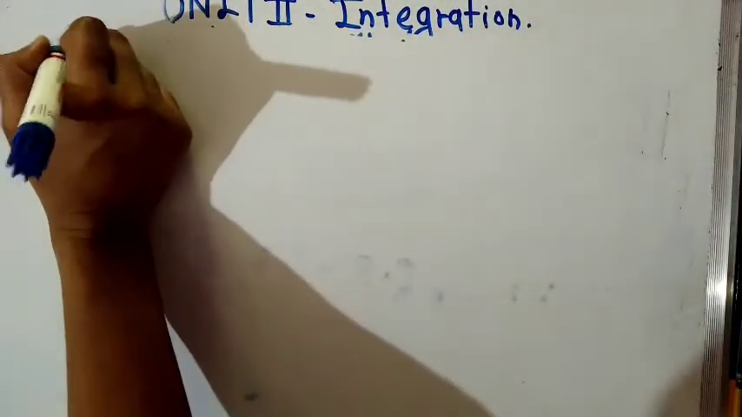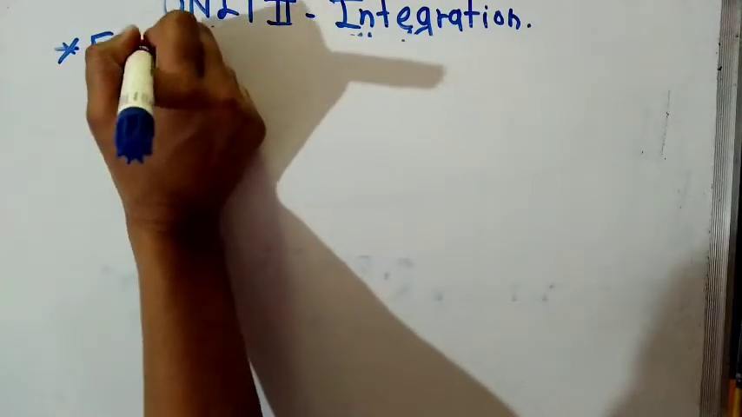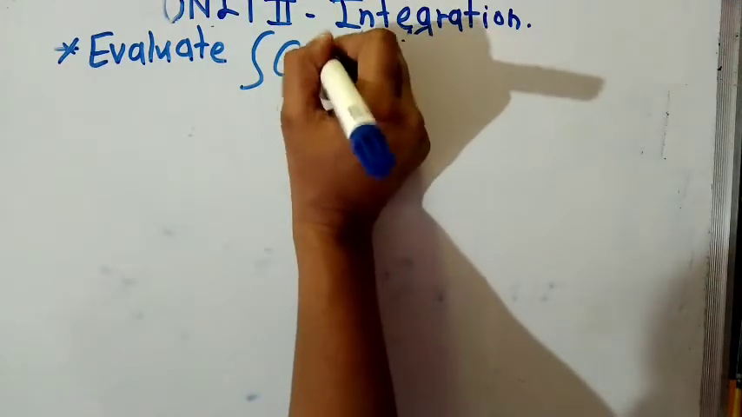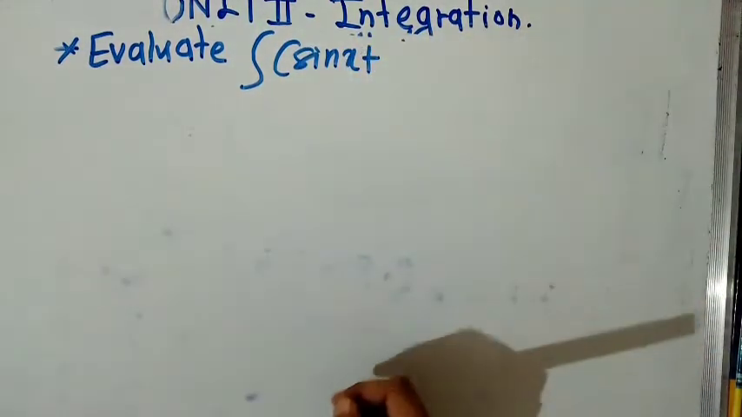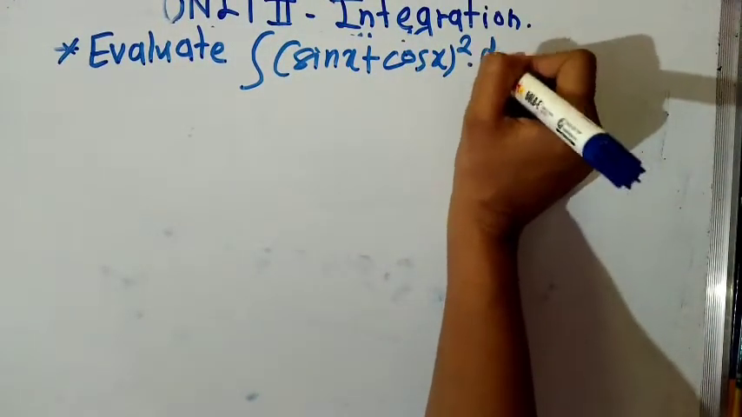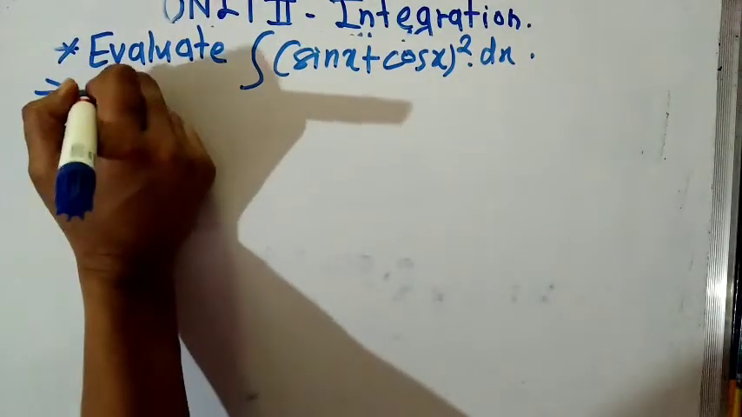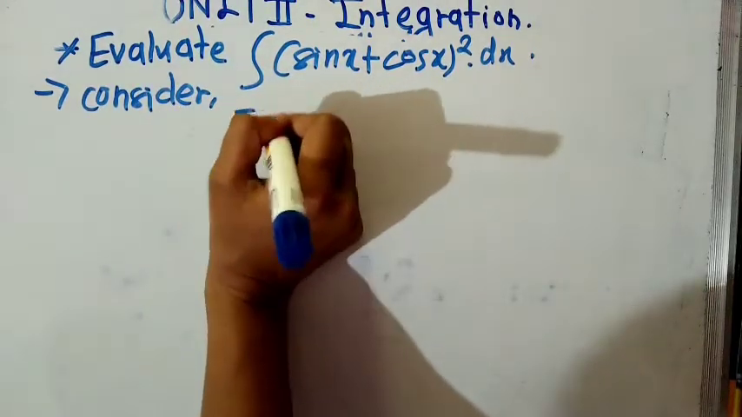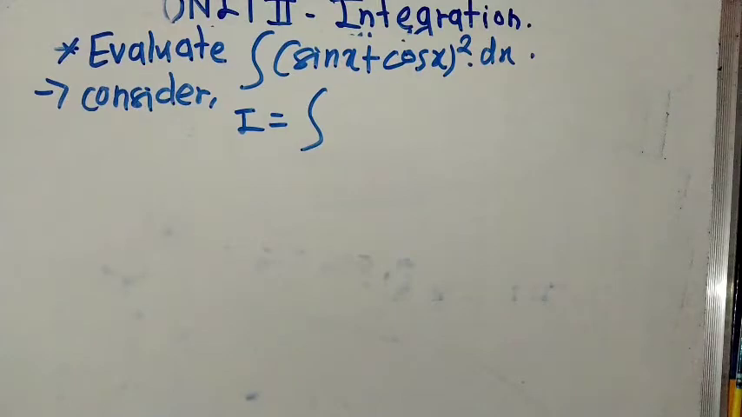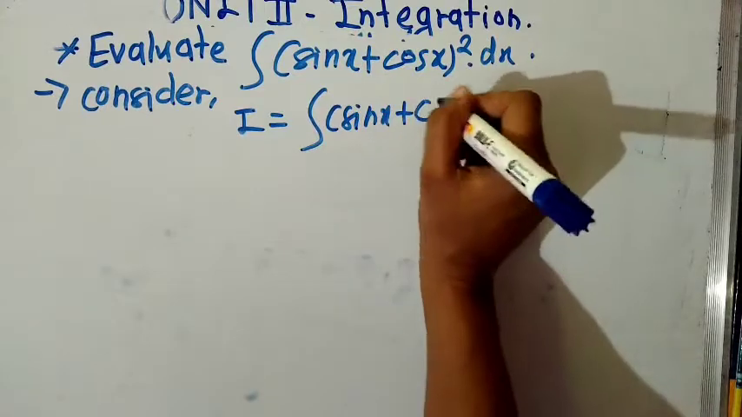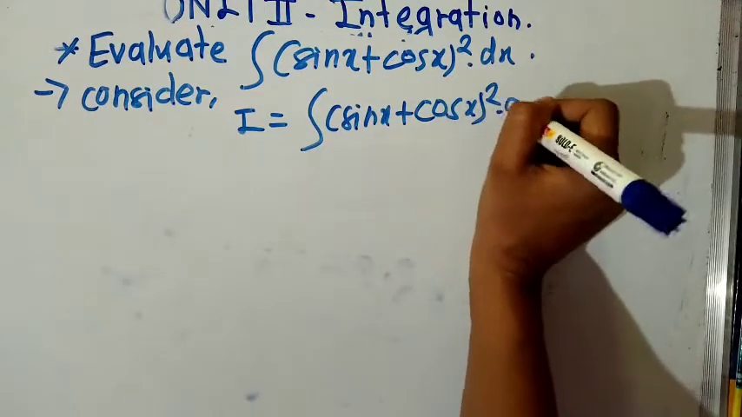Then we give the next example. Evaluate integration of (sin x plus cos x) square into dx. So first of all, consider I is equal to integration of (sin x plus cos x) square into dx, it is the first equation.